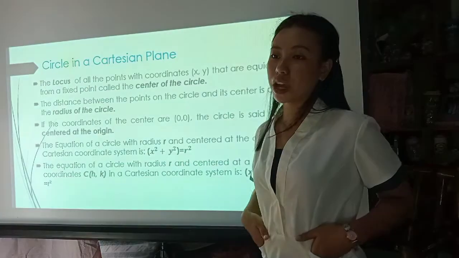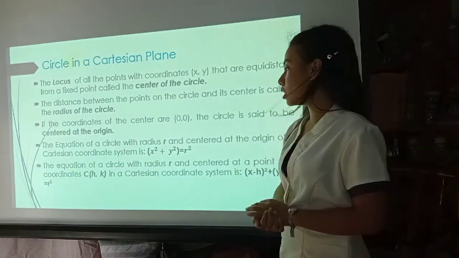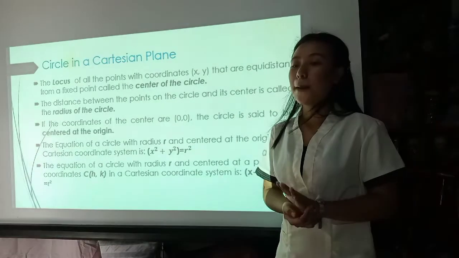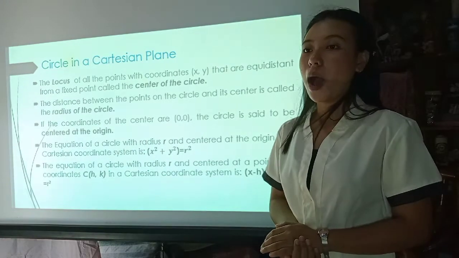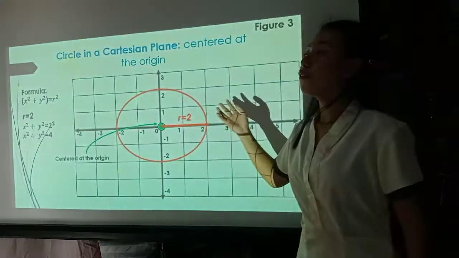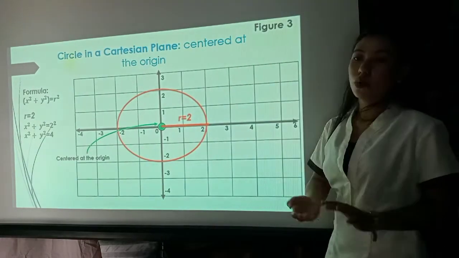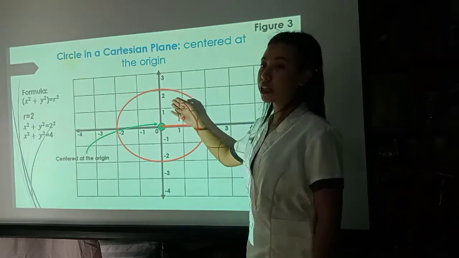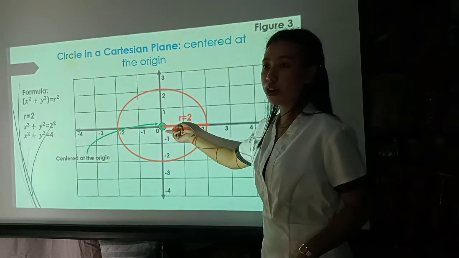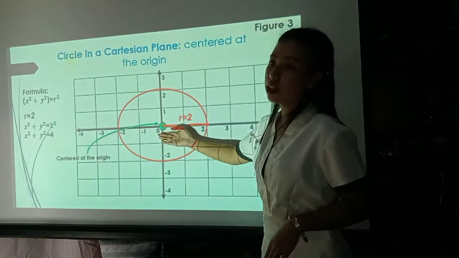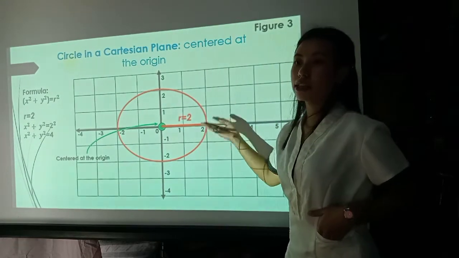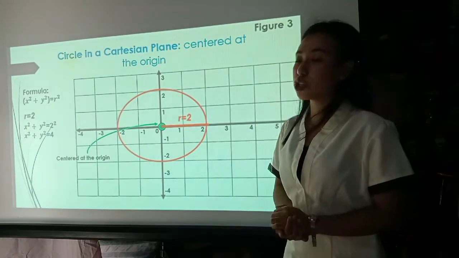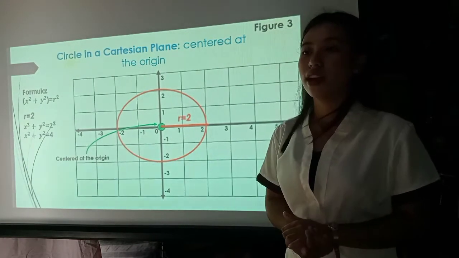The equation of a circle with radius r and centered at a point with coordinates h and k in a Cartesian coordinate system is (x minus h) squared plus (y minus k) squared equals r squared. This figure shows a circle in a Cartesian plane which is centered at the origin. Suppose that this is our circle. It is centered at the origin, 0, 0, and the length from the origin to the circle, which is our radius, is 2. Then our equation for radius 2 will be x squared plus y squared equals 4.